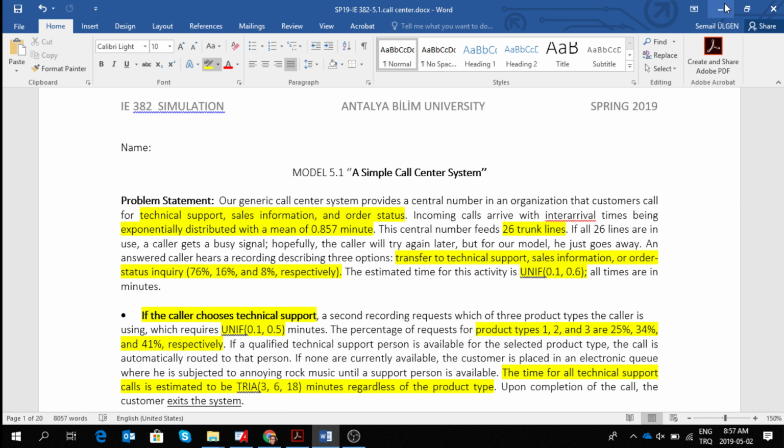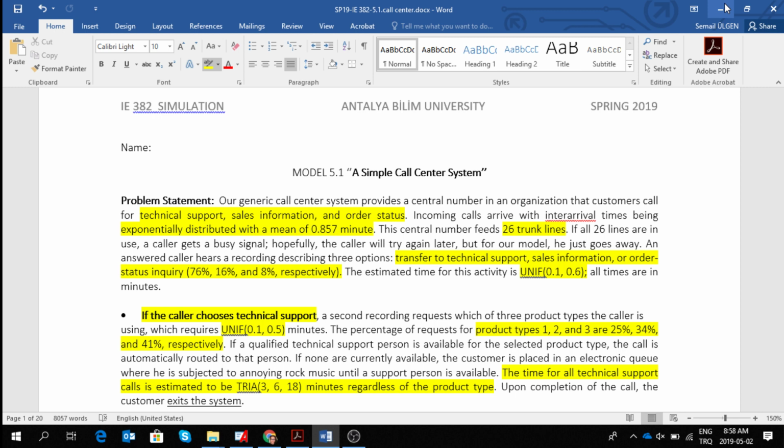There is a call center system, a generic one, and it provides the central number in an organization that customers call for technical support, sales information, and order status. So customers would call to get technical support, to get sales information, and to ask about the order status of the items that they ordered before.